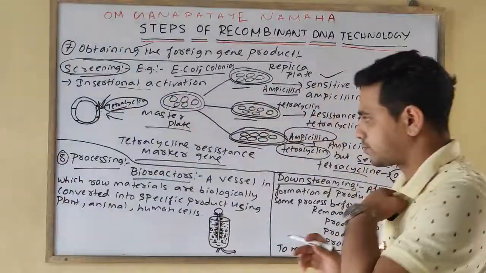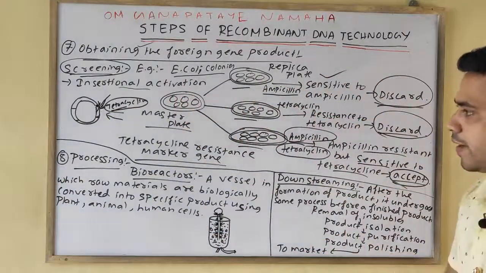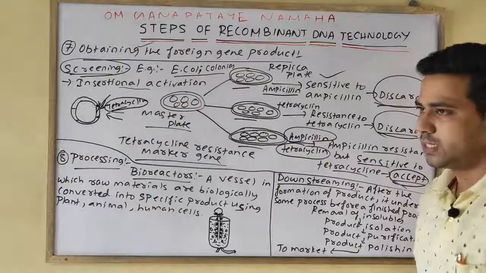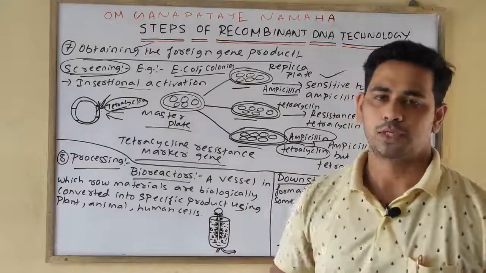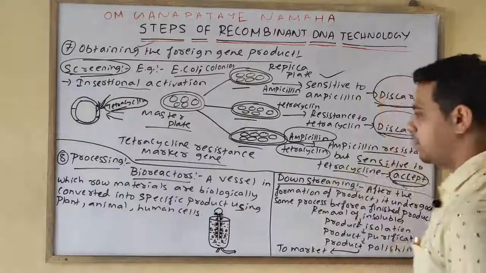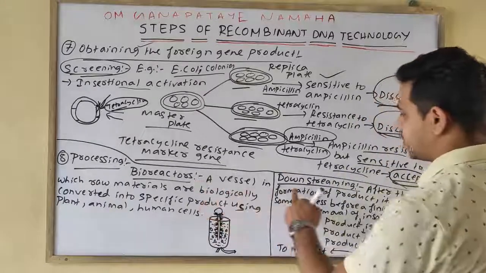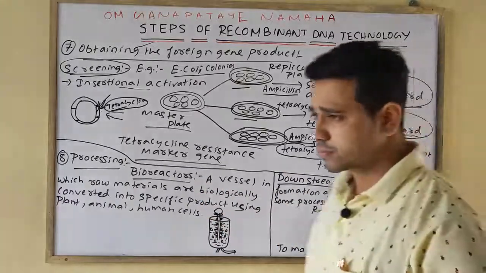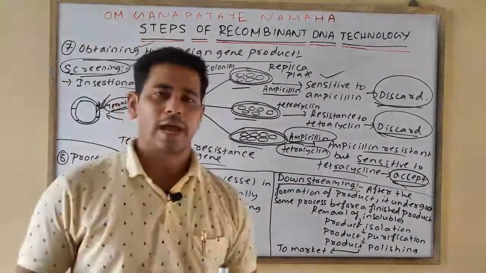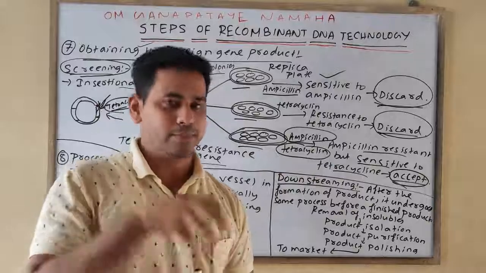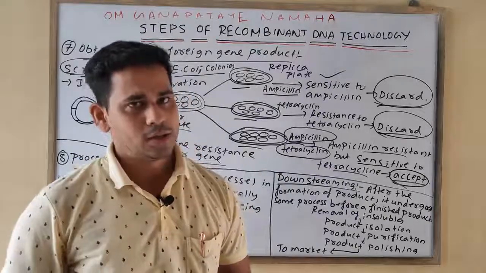Remember? Okay. So now finally, when we get the desired foreign gene, we will go for processing, in which two processes are involved. One is the bioreactor, the other is downstream processing. The bioreactor is the process in which a vessel is used, into which the raw materials are incorporated to extract the gene product.